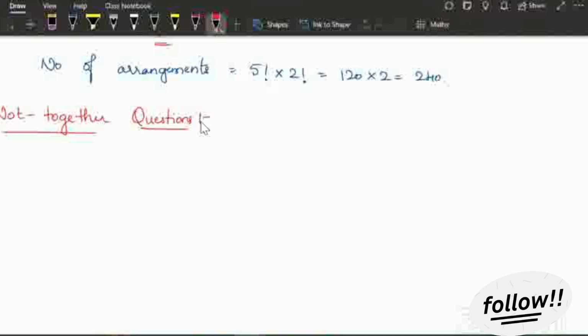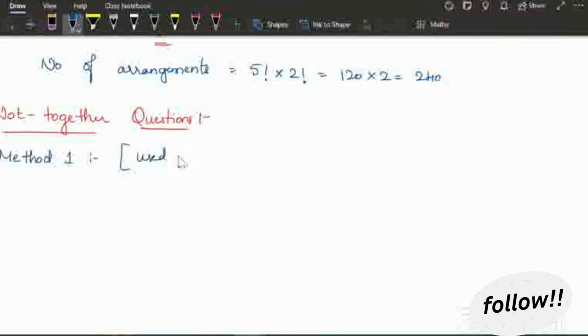When the objects are not supposed to be together, again here we divide the available number of objects into two groups. There are two ways of solving this. First method is applicable only if not together objects are equal to 2. Okay, method 1.